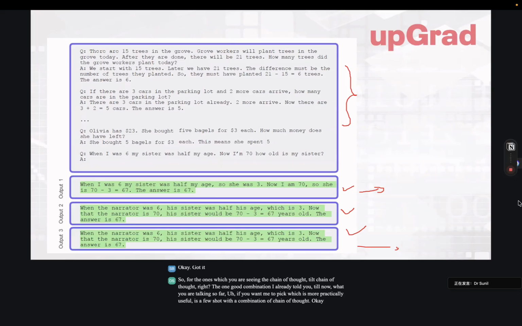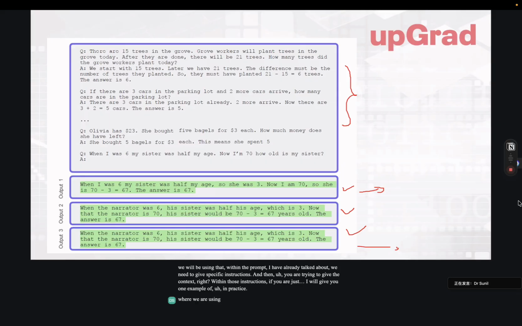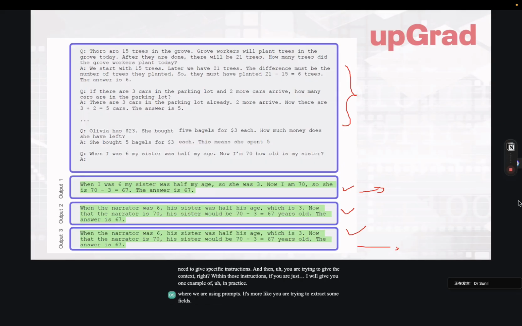Okay, so where we will be using that within the prompt, I have already talked about. We need to give specific instructions, and then you are trying to give the context, right? Within those instructions, I will give you one example in practice where we are using prompts. It's more like you are trying to extract some fields. I'm not giving too much context, but this should be good enough at an abstract level.